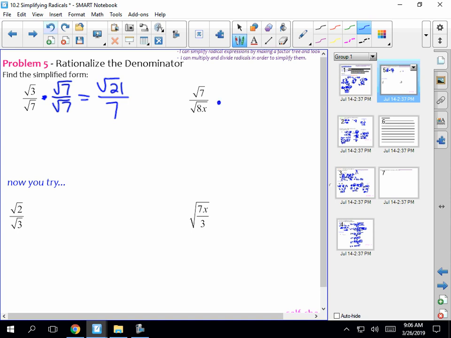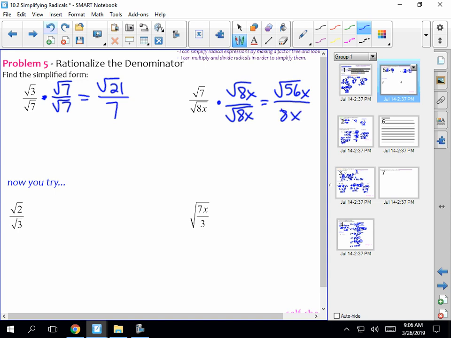Based on that example, can you tell me what I need to multiply top and bottom of the second one by to get that square root of 8x, the square root sign, to go away? Yeah, square root of 8x. That's it. You just multiply. And so we have square root of 56x on the top. And what's going to happen on the bottom based on my first example there? It's going to be 8x. That's all you do.